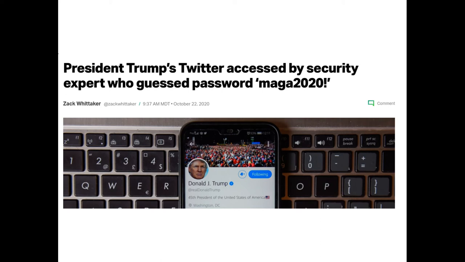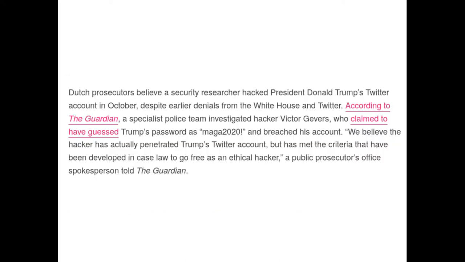I don't know. Now, as I mentioned at the beginning of the lecture, when I talked about the importance of following the laws and that the things that we teach in this course cannot necessarily actually be done, it's worth pointing out that the story begins with Dutch prosecutors who investigated the security researcher, believed that the hacker had actually penetrated Trump's Twitter account, but he met the criteria that has been developed in case law to go free as an ethical hacker. So please keep this in mind, that doing things like this will get attention from the police, and you can get into serious trouble for doing things like that.